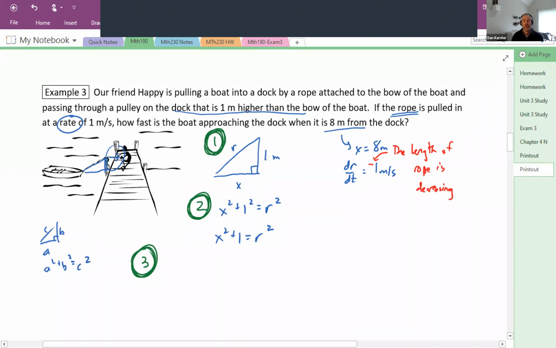Any thoughts on what to do next? I've got my equation, I've got my given information, what next? How about Brittany? Plug in the information you know. Good thought. That is step 4. Okay. You are one step ahead of us. Alexis? Differentiate. Yes. So we have to get the rate of change.